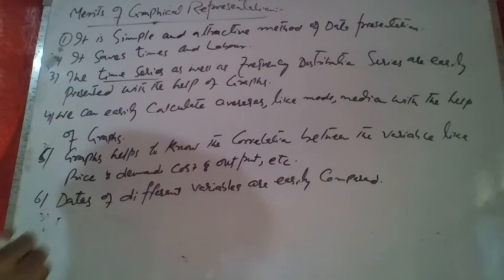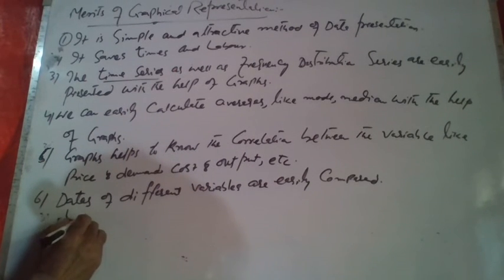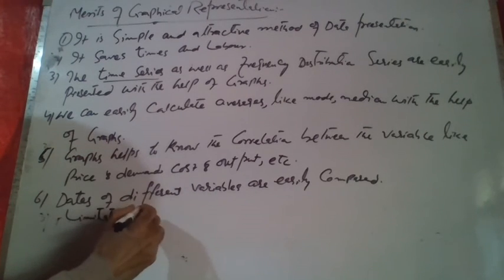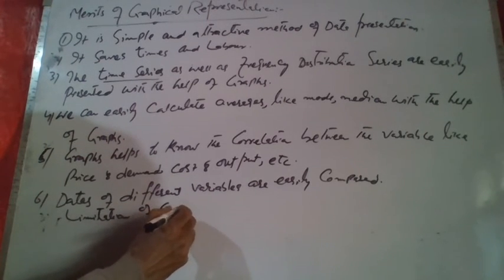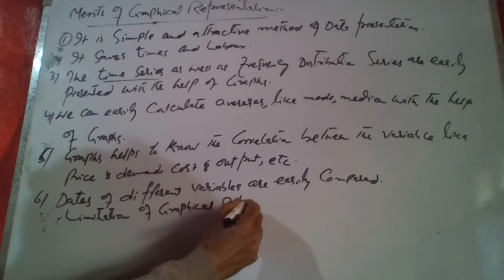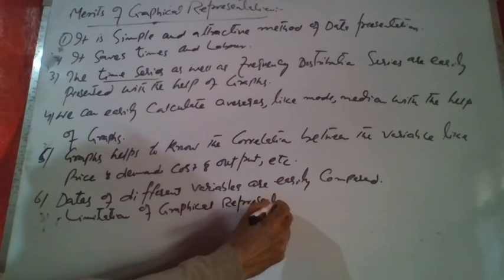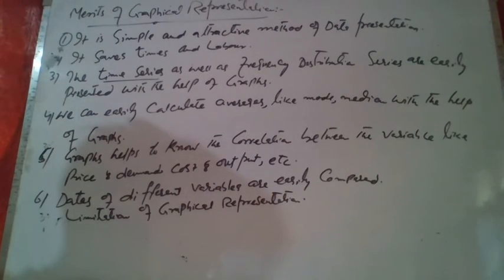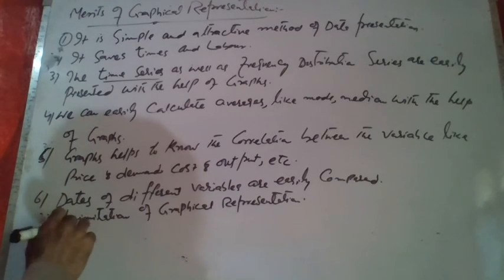Now next is limitations. Limitations of graphical representation. So what are the limitations? Now we will write down the limitations.